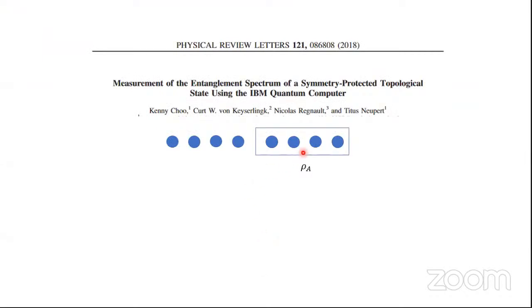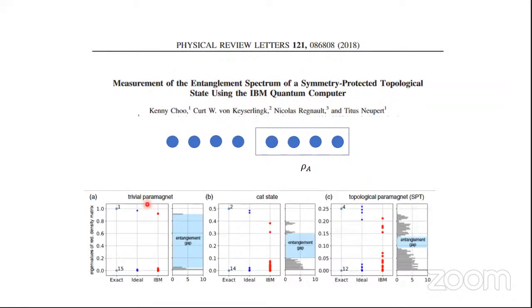I would like to discuss today two experiments. One was performed in the group of Titus Neupert at ETH. So what they did was the following. First of all, they prepared such a state: a cluster state with 8 spins, 8 qubits. And then they looked at the reduced density matrix. So what does the reduced density matrix look like?